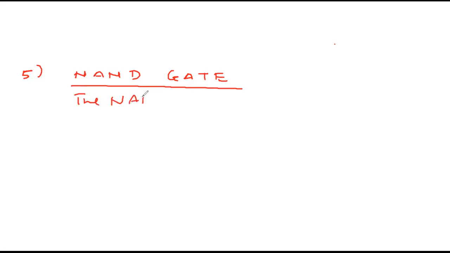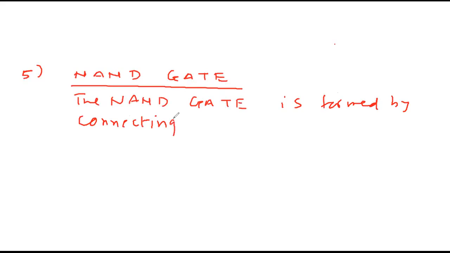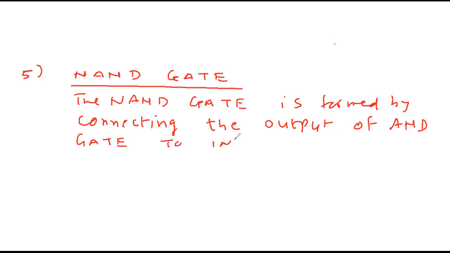The NAND gate is formed by connecting the output of an AND gate to the input of a NOT gate. That means whatever the AND gives, it will invert by the NOT gate.